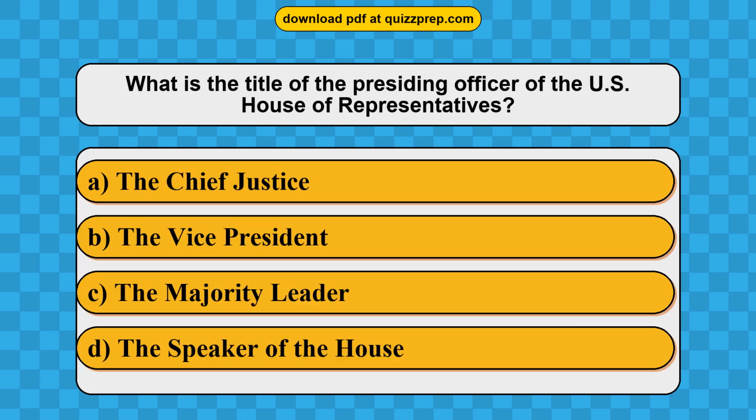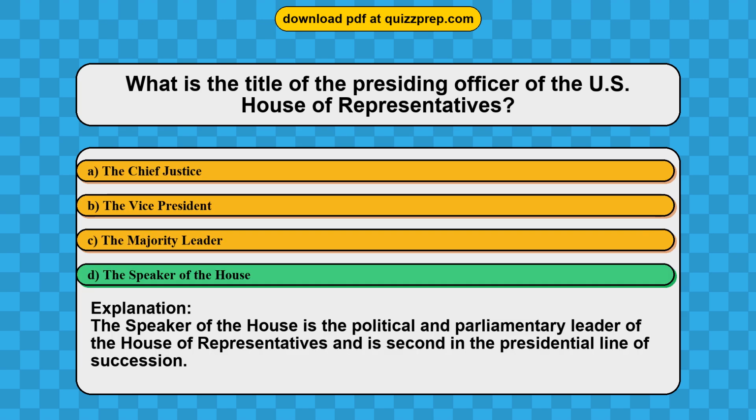Question 59. What is the title of the presiding officer of the U.S. House of Representatives? Option A. The Chief Justice. Option B. The Vice President. Option C. The Majority Leader. Option D. The Speaker of the House. The correct answer is option D. The Speaker of the House. The Speaker of the House is the political and parliamentary leader of the House of Representatives and is second in the presidential line of succession.